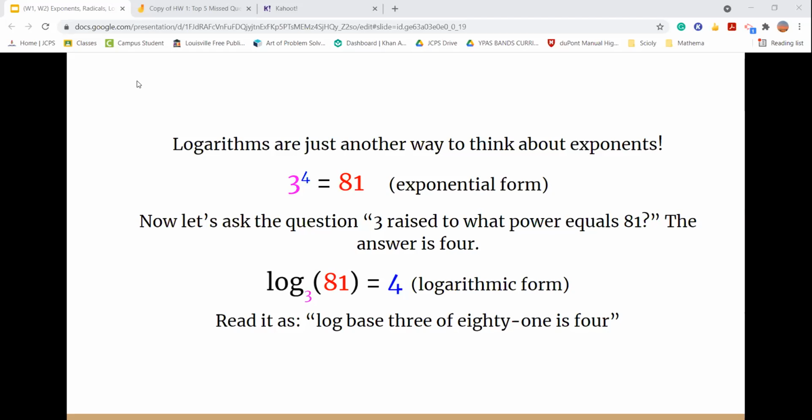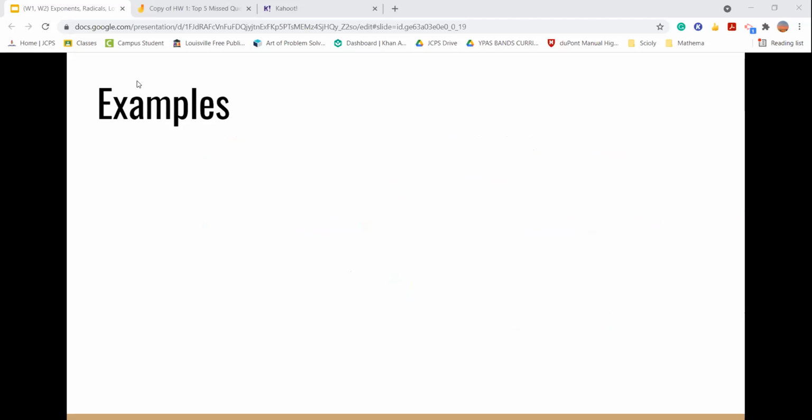So now we can go over a few examples. Let's say we have log base 5 of 25 equals 2. You can use the annotate tool if you want. Okay, wait, somebody says they can't see the screen. I can't see, it just says it's a blank slide.